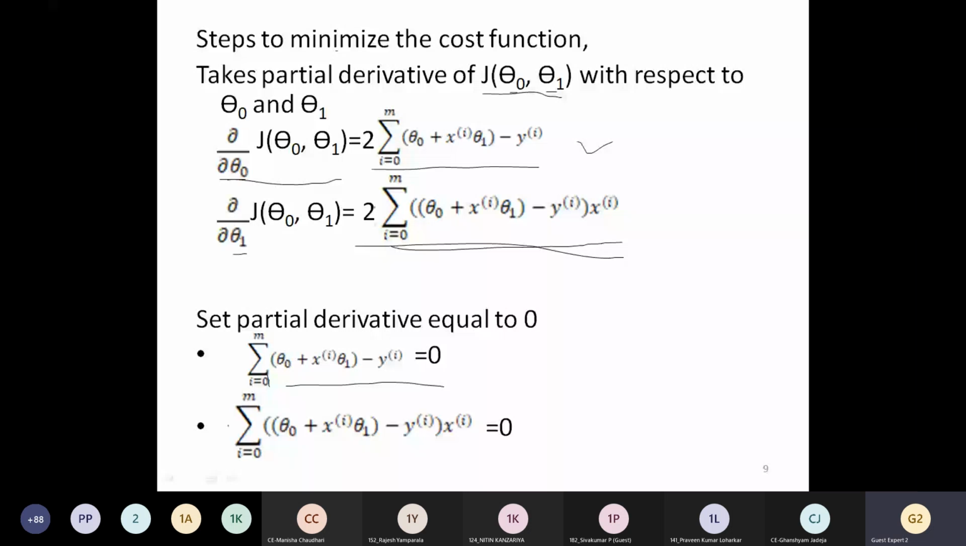Okay. Now we have two equations and two unknowns. We want to find out what theta 0 and theta 1 are. X and y are known to us. So with two equations and two unknowns, we will find the equations of theta 0 and theta 1 in terms of x and y. Okay, so we'll try to solve the first equation.